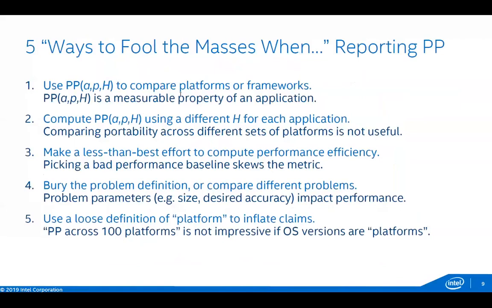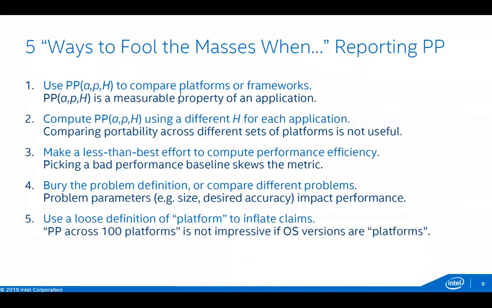Okay, so finally I want to talk a little bit about ways you could fool people using the metric, so ways not to use the metric, essentially. So first, we think that performance portability is a measurable property of an application, so you shouldn't use it to compare platforms or frameworks unless you have lots and lots of data from lots and lots of applications and you're taking an average or something like that. We've seen that changing the platform set can have a significant impact on the performance portability score. So comparing portability across different sets of platforms is not useful, it's meaningless, because it would be very easy for someone to add a platform that they knew wasn't supported and force the performance portability score to 0.